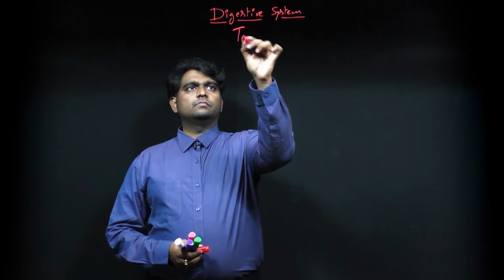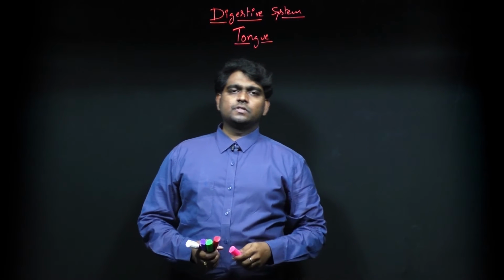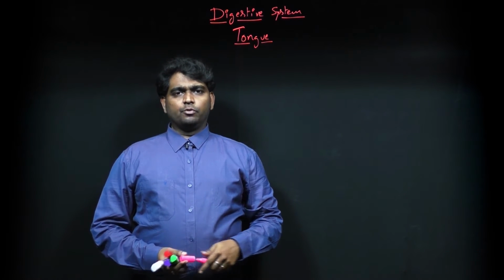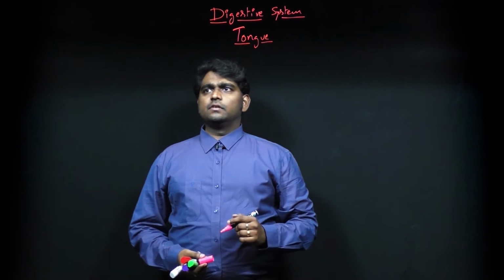In this video, we'll discuss the tongue. The tongue is a muscular organ composed of skeletal muscle. It has a freely movable structure, with an anterior end and a posterior end.